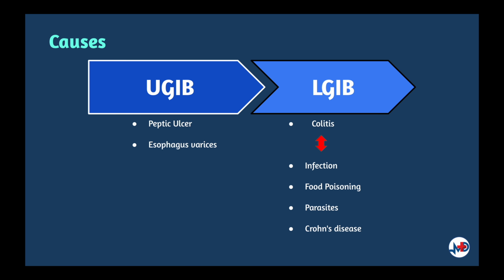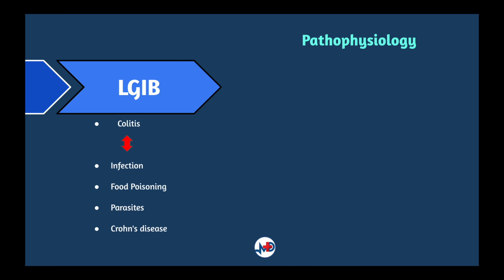Now, let's take a look at the causes of lower GI bleeding. One of the most common causes of lower GI bleeding is colitis, which occurs when the internal layer of the colon becomes inflamed due to many reasons, such as infection, inflammation, food poisoning, or parasitic infections, and sometimes ischemia as well. Another possibility of lower GI bleed not to miss is malignancy.